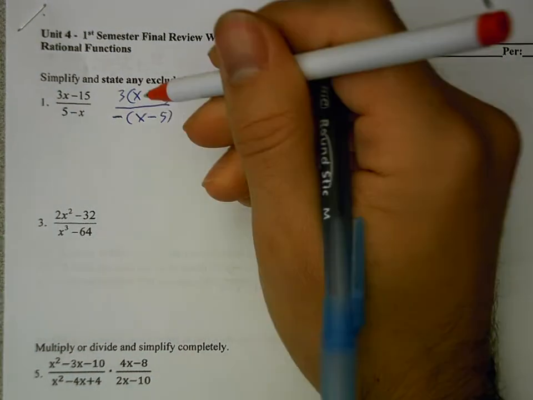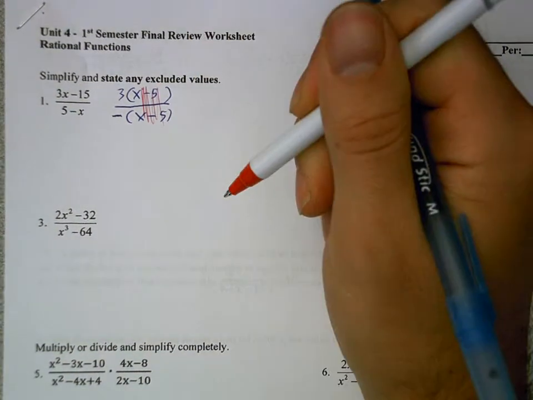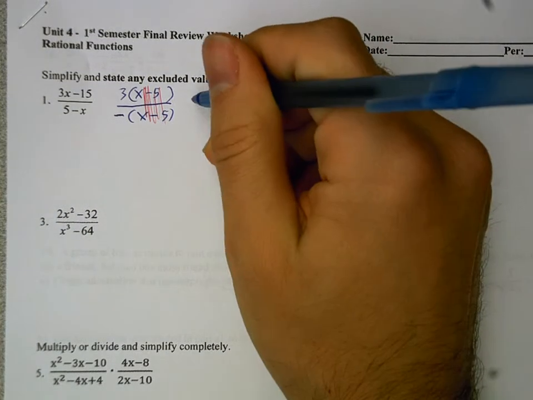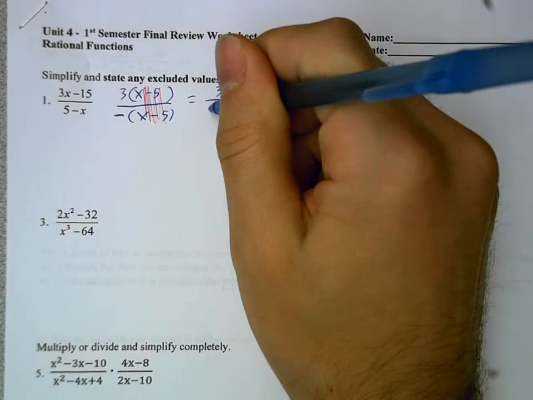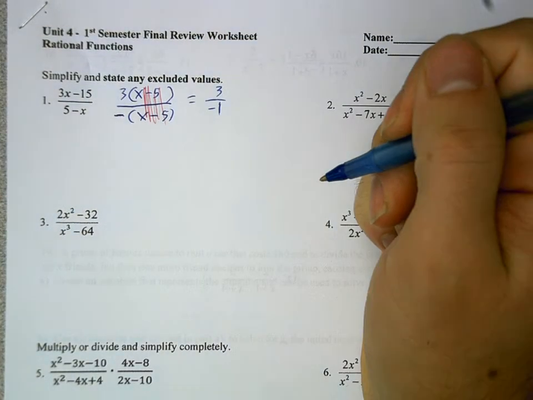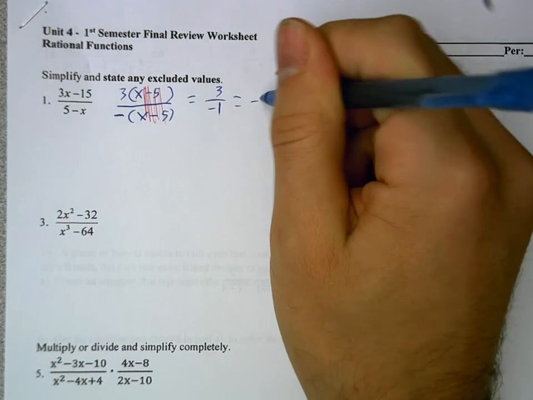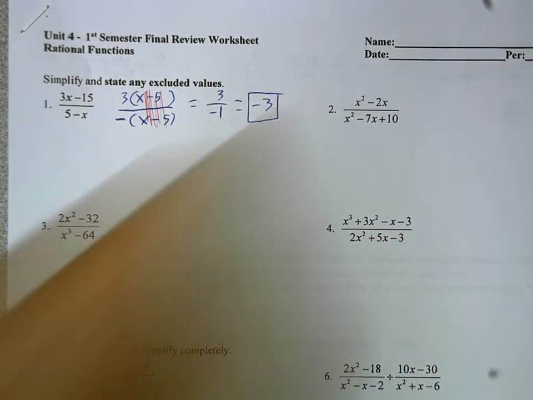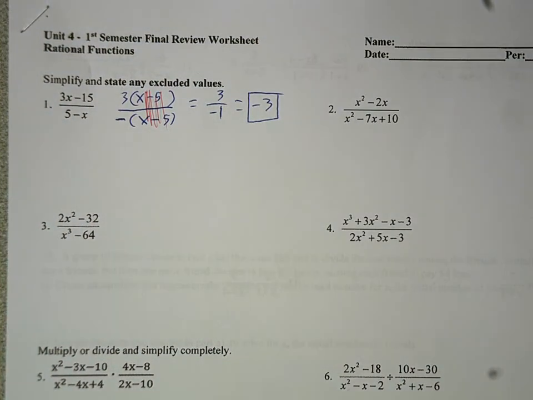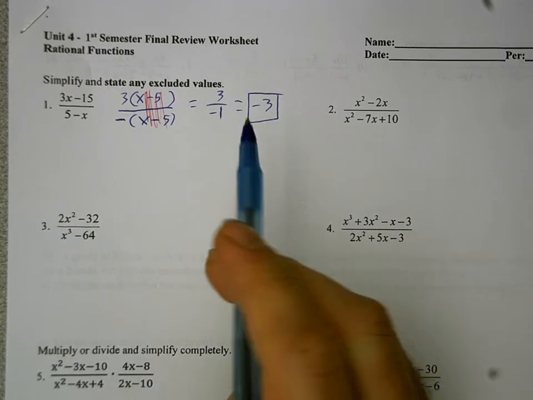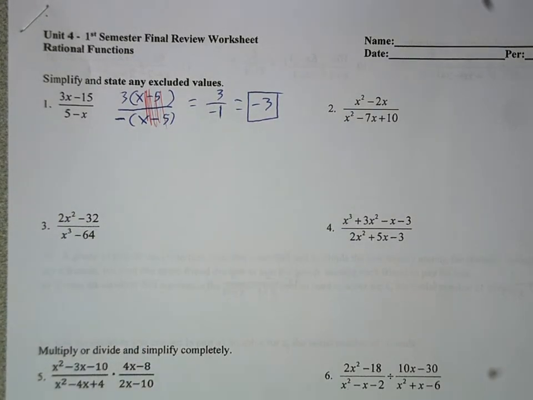Now that I have the exact same factor on the top and the bottom, that reduces down to 1. So the x minus 5 over x minus 5 reduces to 1, and I am left with 3 over negative 1, or just negative 3. There is my reduced or simplified expression.